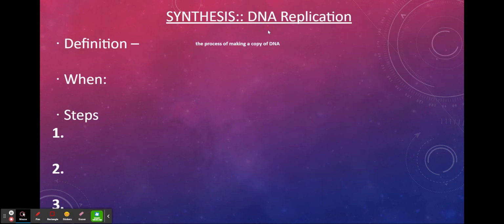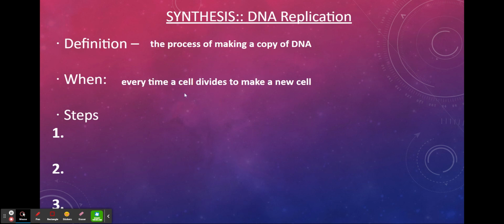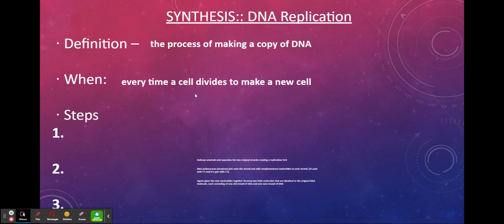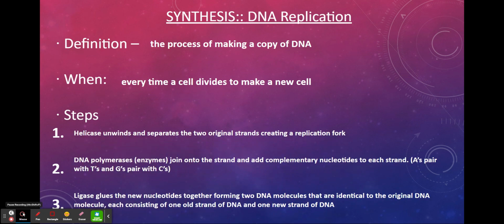All right, synthesis, DNA replication. It's the process of making a copy of a piece of DNA. It occurs every time a cell divides to make a new cell, and it is also divided into three steps. So we'll look at each of the three steps individually. So the helicase unwinds and separates the two original strands to create a replication fork, I guess you could look at it. The DNA polymerase joins into the strand and adds complementary nucleotides to each strand.